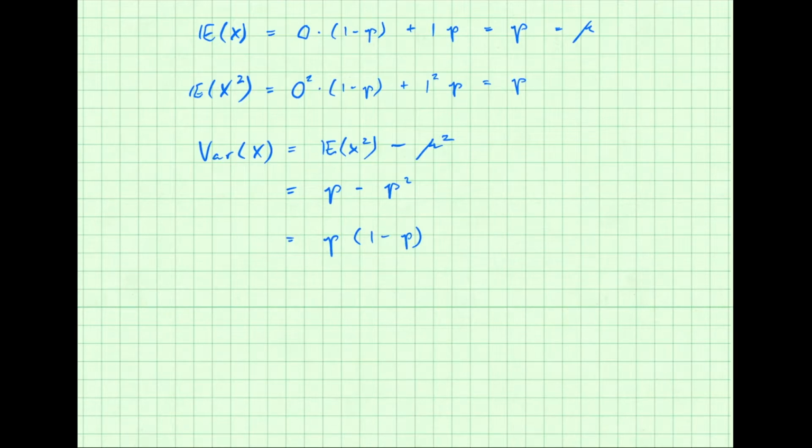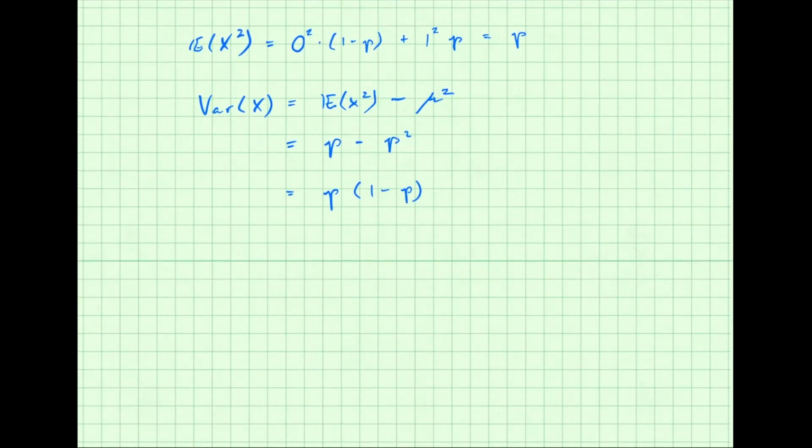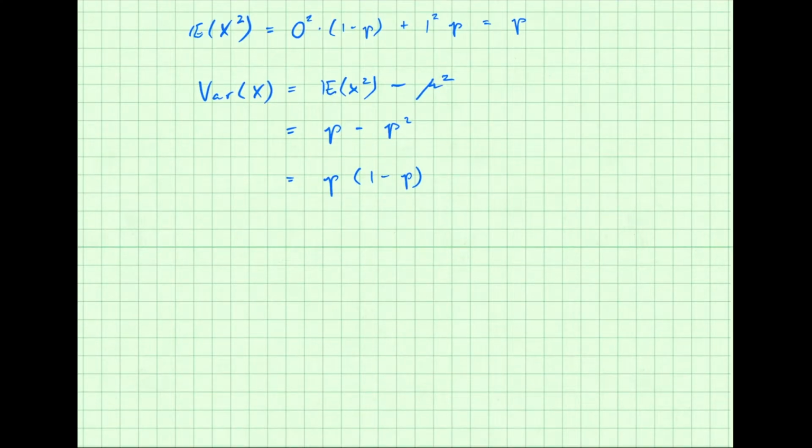All right, so that's our first little example. Let's just put in some values. So, for example, let's say you had a fair trial, or fair coin, where p is equal to a half. Then the expected value is a half, and the variance, which tells us how much we expect that to vary by, is a quarter.